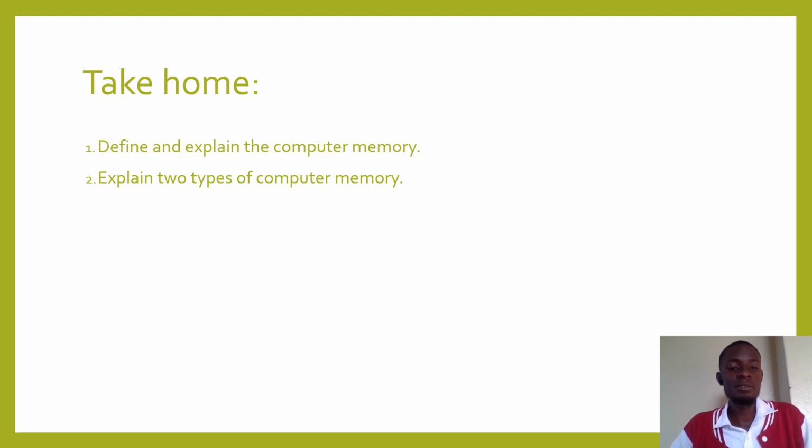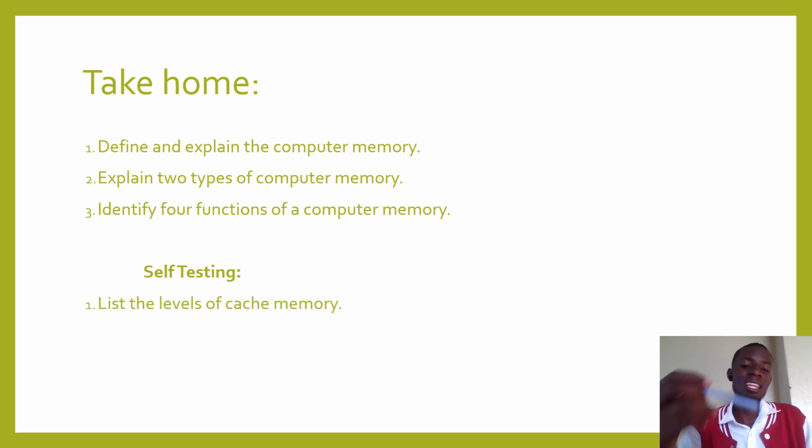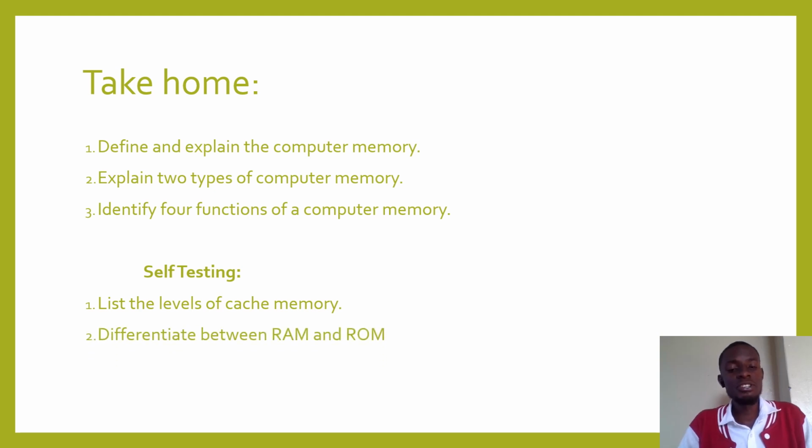We looked at several types of computer memory. Therefore, we will explain at least 2 of them. And then identify 4 functions of a computer memory. This is what we have just looked at. And now you can go further and test yourself on these questions. List the levels of cache memory, and then differentiate between RAM and the ROM.